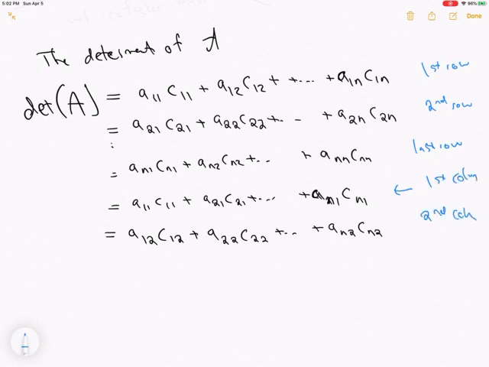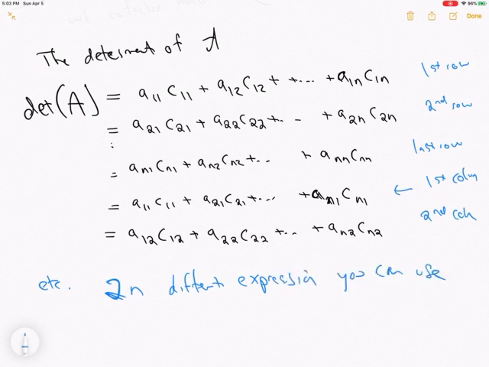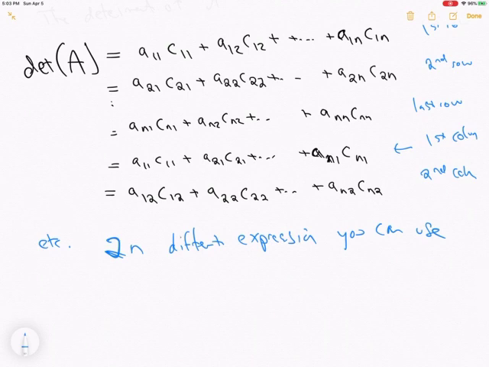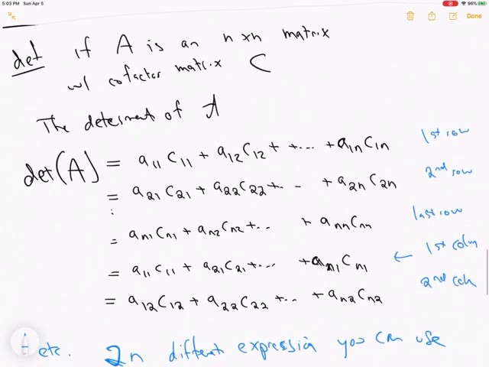In other words, there are literally 2n different expressions you could use, which is actually very powerful because you have lots of choices, and so you can pick the easiest choice you can use. Basically, you can expand across any row or any column. Okay, so anyways, that's the definition.